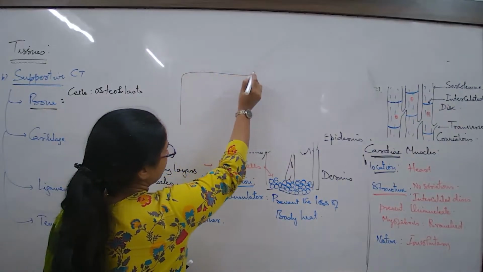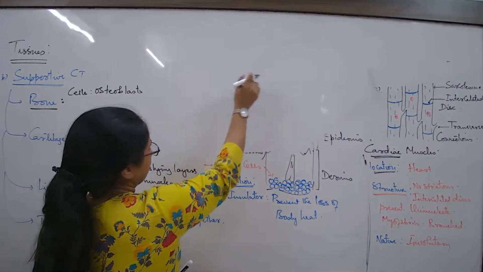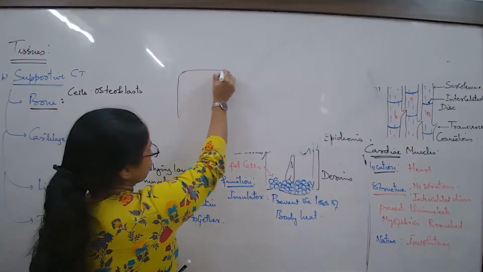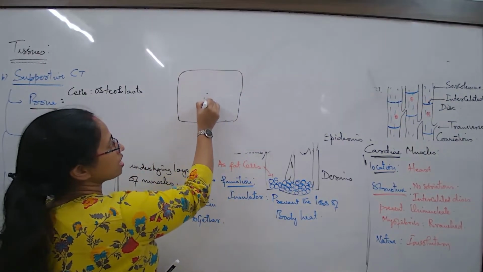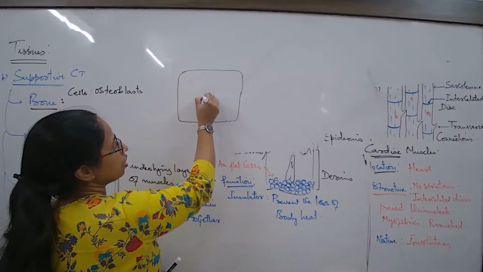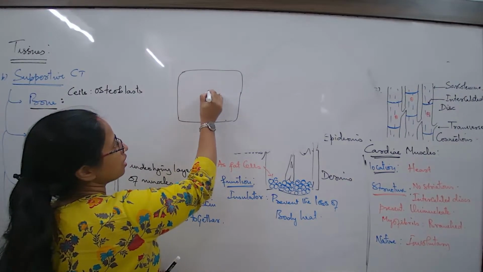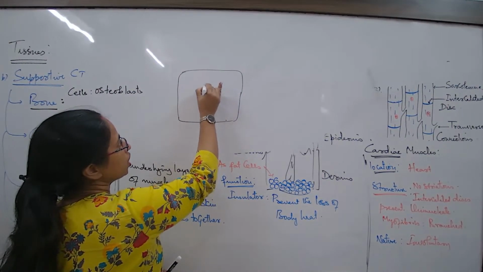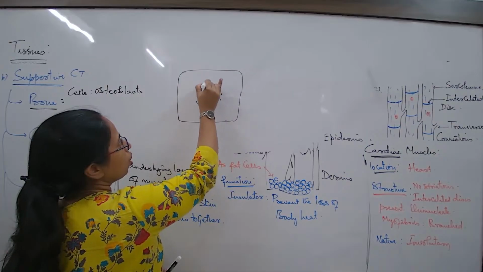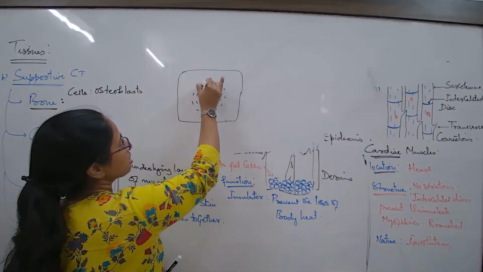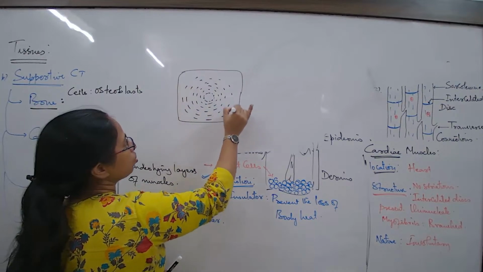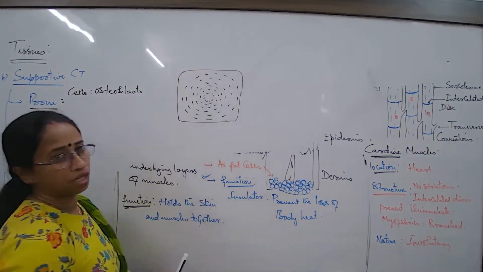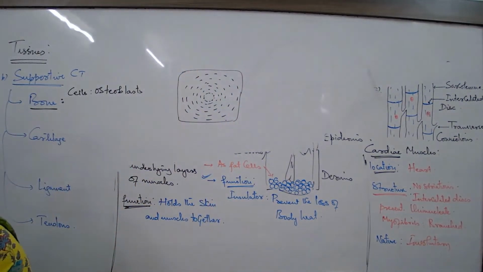Section of a bone, if I just draw the section of a bone, how should it appear? It has a central canal, and what is the central canal known as? This is known as the Haversian canal. Surrounding the Haversian canal, there are some concentric lines like this. What are those concentric lines? Look into the figure and tell me. What are those concentric lines known as? Concentric lamellae.